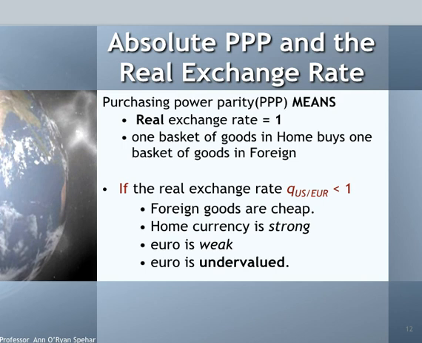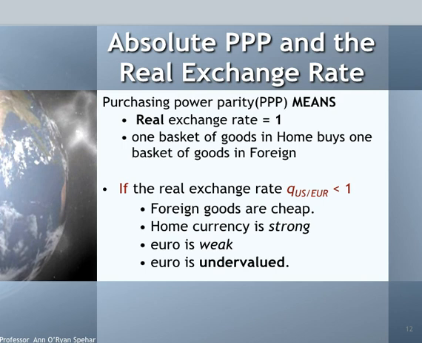So purchasing power parity means that the real exchange rate, Q, is equal to 1. And this means that one basket of goods at home is going to buy exactly one basket of goods in the foreign country. But now if it's not equal to 1, that is, if Q is less than 1 or greater than 1, there are a few things we can say. For example, if the real exchange rate Q is less than 1, what we can say is that foreign goods are cheap. The home currency is strong and the euro is weak, which implies, of course, that the euro is undervalued. Now, why is this true?